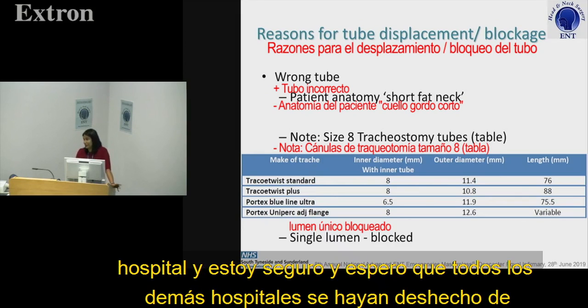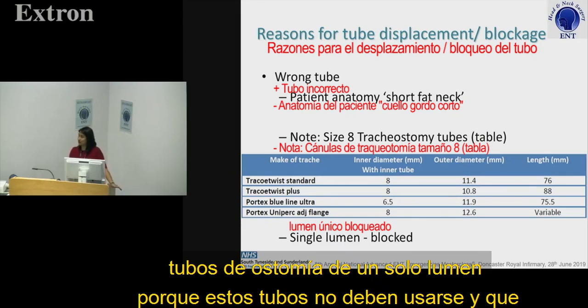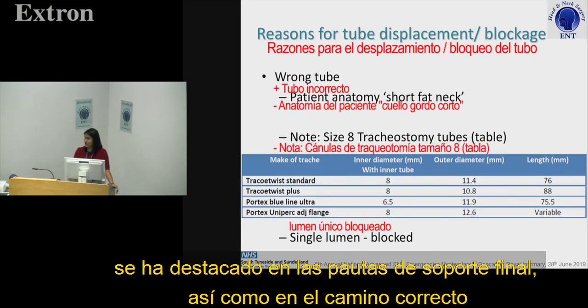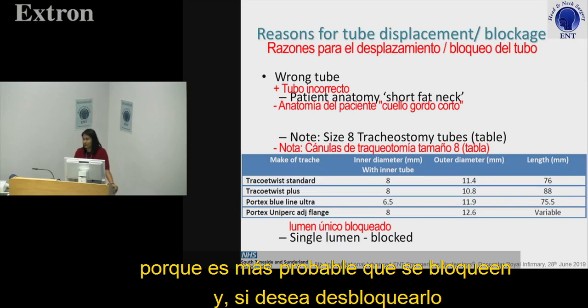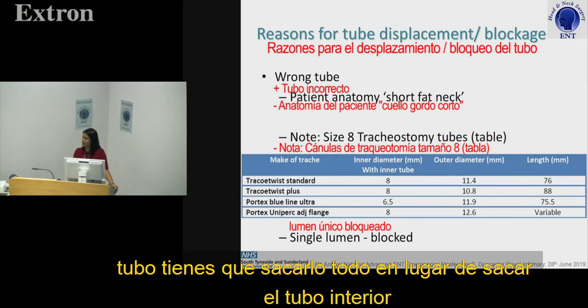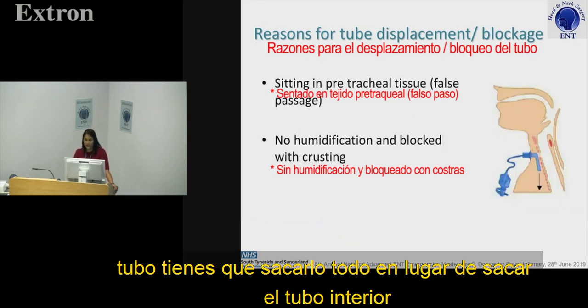And in our hospital, and I'm sure, and I'm hoping every other hospital have now got rid of single lumen tracheostomy tubes, because these tubes should not be used. And that has been highlighted in the NCEPOD guidelines as well on the right track, because they're more likely to get blocked. And if you want to unblock that tube, you have to take the whole thing out instead of taking the inner tube out.